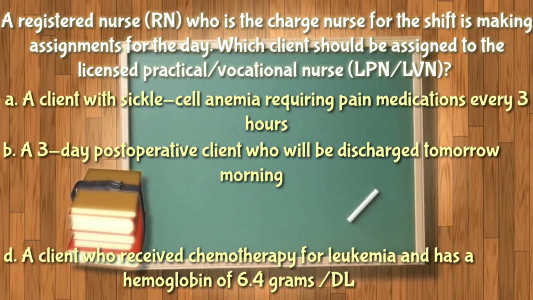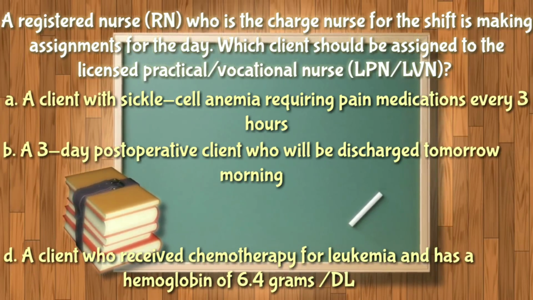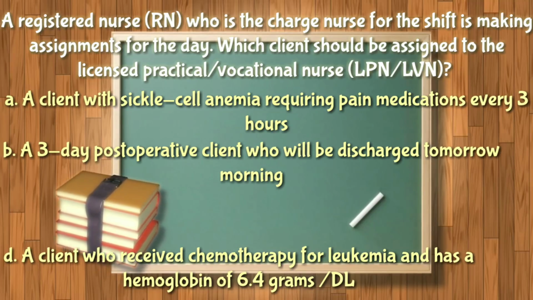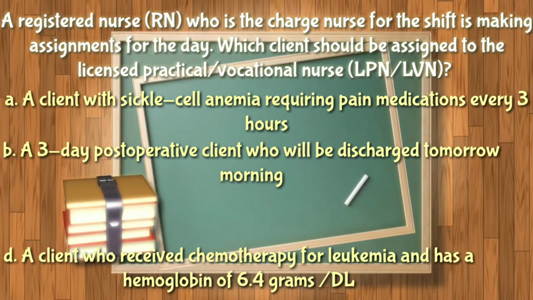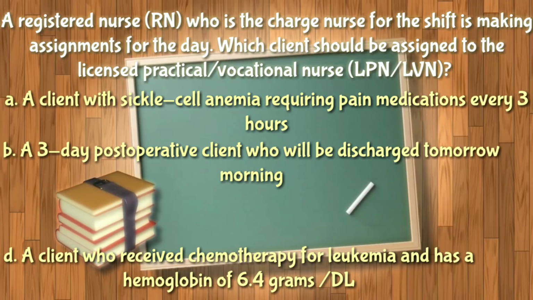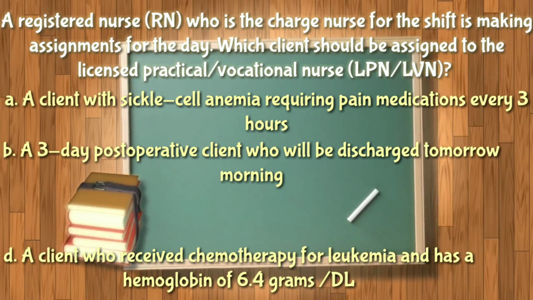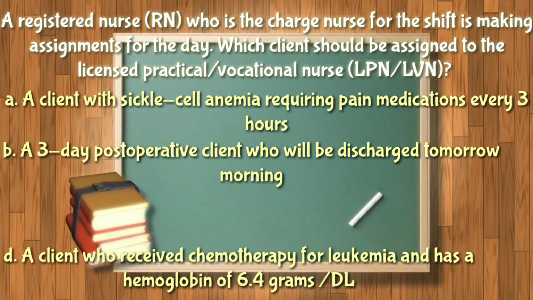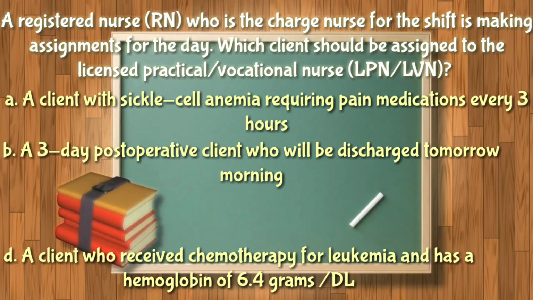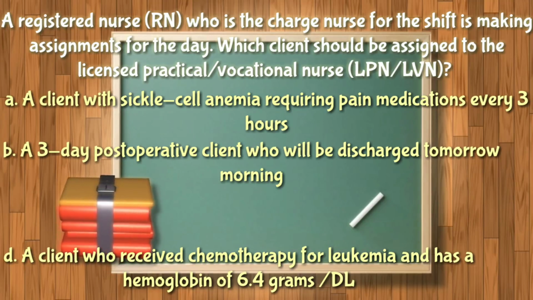Also look at letter D. The hemoglobin of the patient is 6.4, which is very low, so the patient might need a blood transfusion, and also the patient has an unpredictable outcome. That's why it must be delegated to the RN, not the LPN. So letter D is wrong.